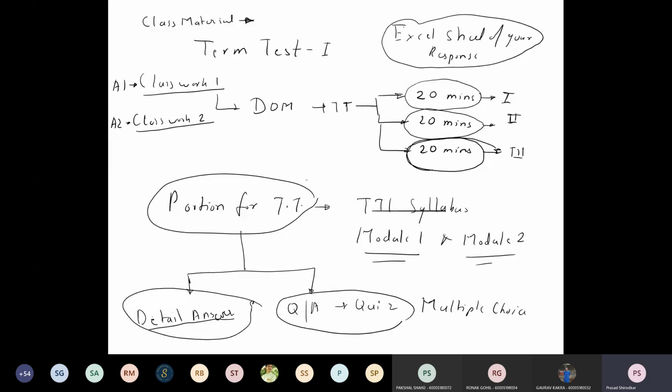Sir, if, for example, the test starts at 8 a.m., will the 20 minutes be counted from 8 a.m. or from the time we open the link? See, if the test is scheduled from 8 to 9, then block 1 will be open at 8 a.m.